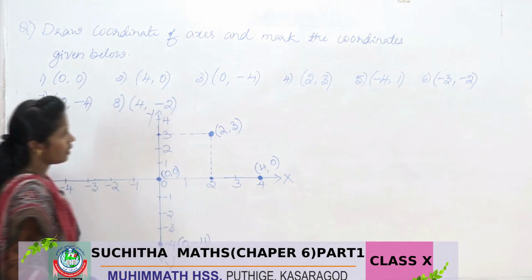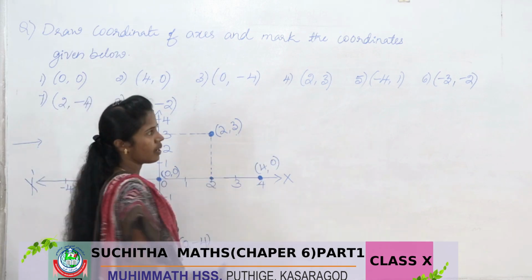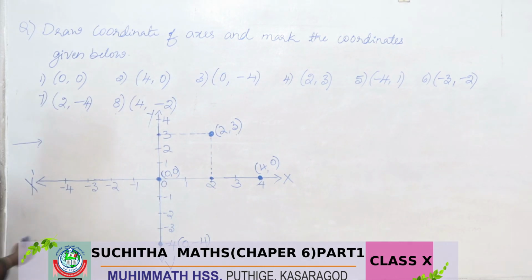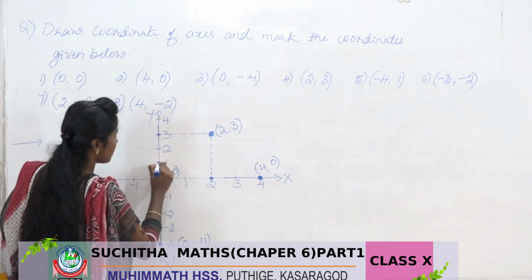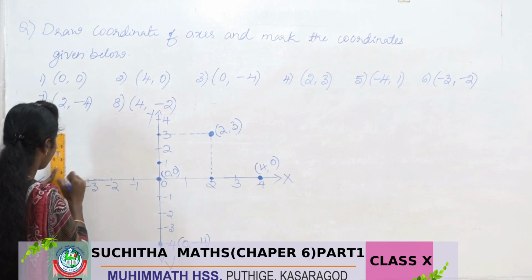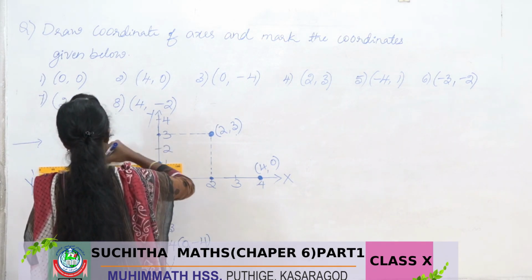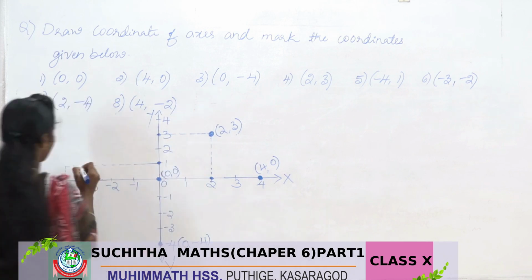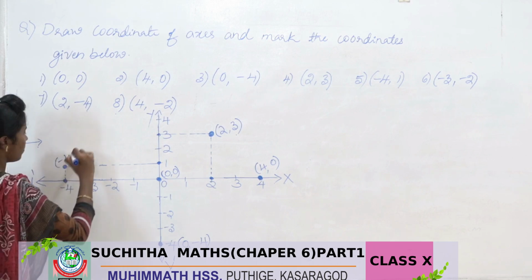The next one is minus 4, 1. The x coordinate is minus 4, the y coordinate is 1. So on the x-axis minus 4 is here. Then the y-axis point is 1. Minus 4, 1 is this point.